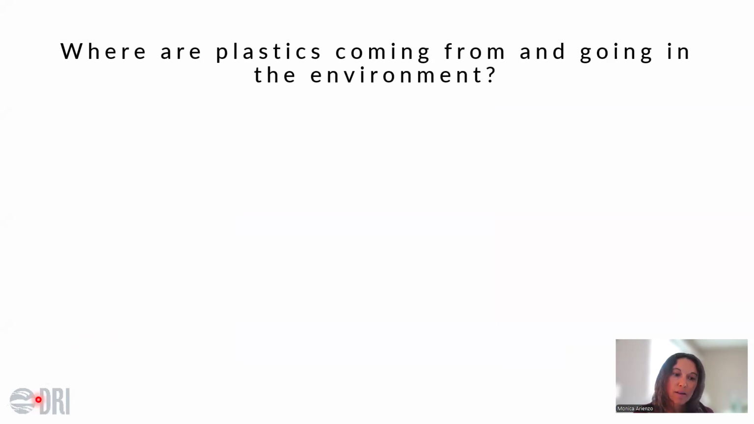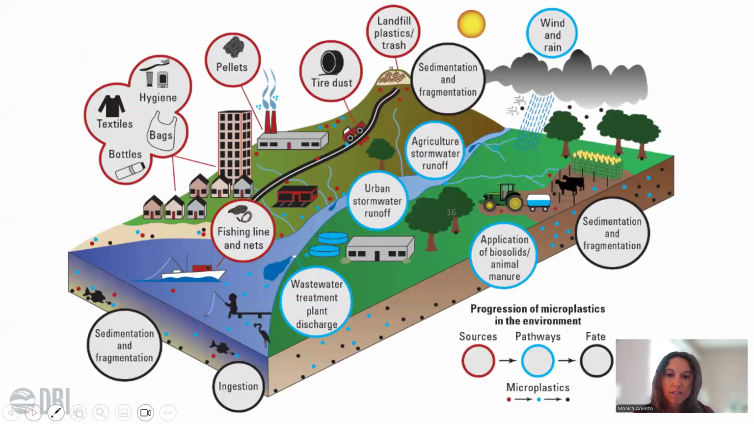Okay, so one of the questions that my group does try to focus on is understanding where plastics are coming from and going in the environment. And so to do this, we look for plastics all over the environment to try to understand if they were coming from there or if they were moving through the environment when we sample them. So this is a nice depiction showing some of the sources of plastics in the environment, some of the pathways or ways that they are transported, and then the fate, or where they may end up in the environment.